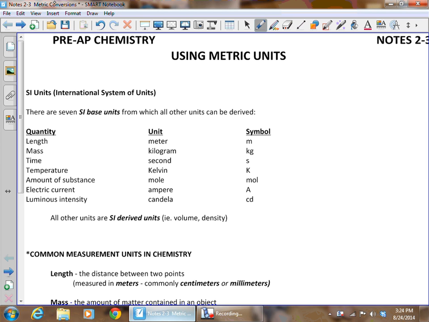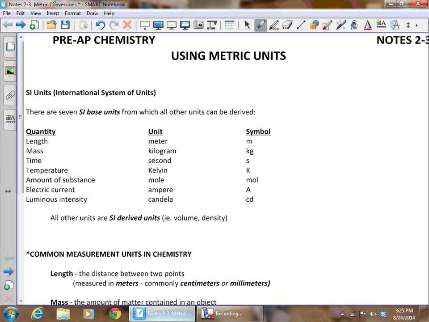That means that if you have a numerical value in chemistry, 99.99% of the time, there has to be a unit after it. You can't just say that this room, for instance, is 5 long. 5 what? 5 inches, 5 feet, 5 meters. You have to have a number and a unit after it for that number to make any sense.